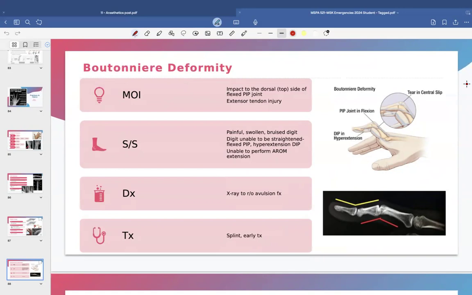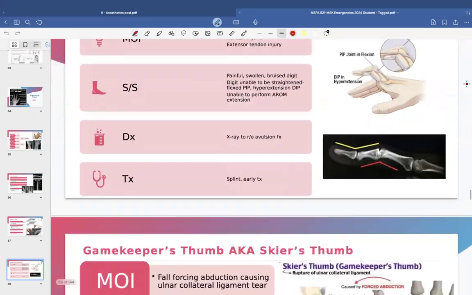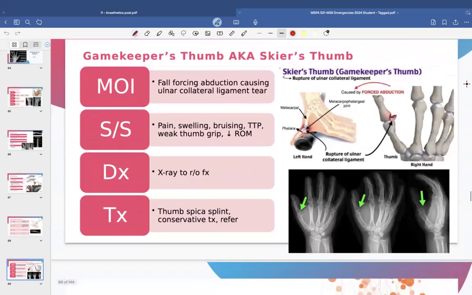Gamekeeper's thumb. Abduction, ulnar collateral ligament tear. Ulnar collateral ligament tear, gamekeeper's thumb.